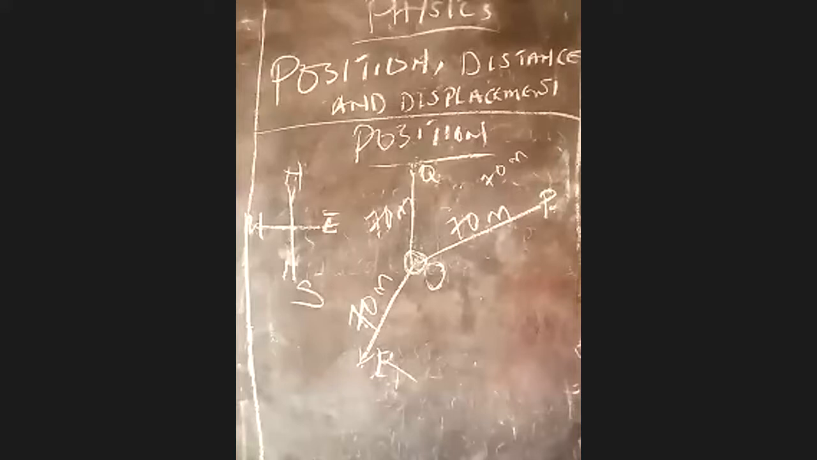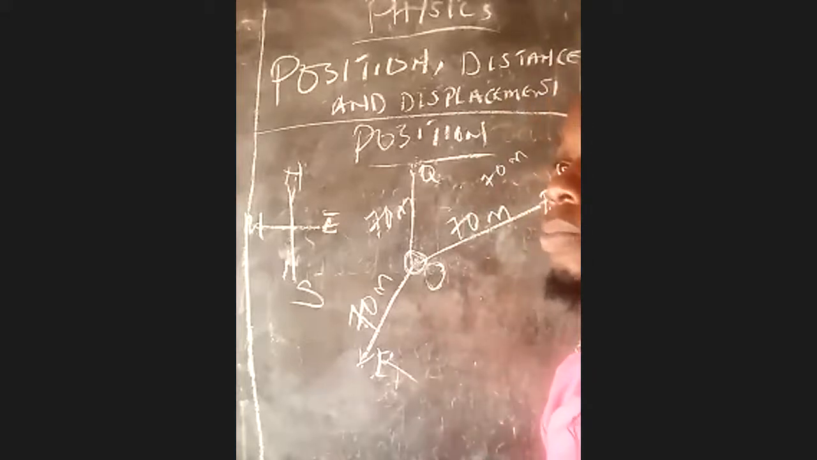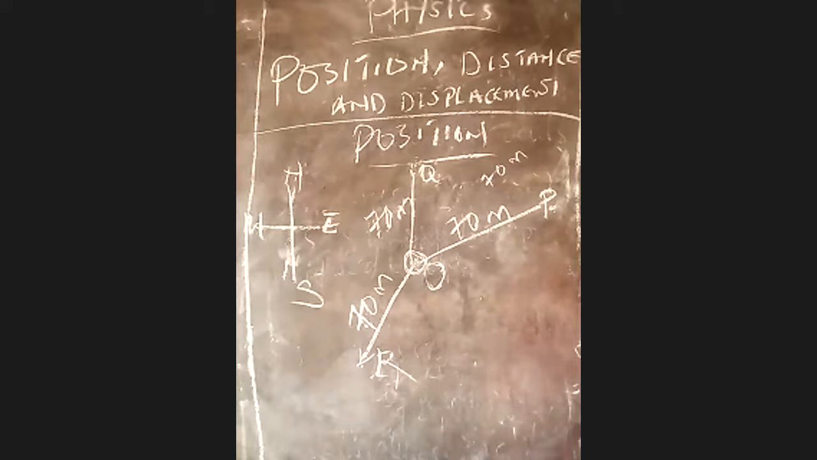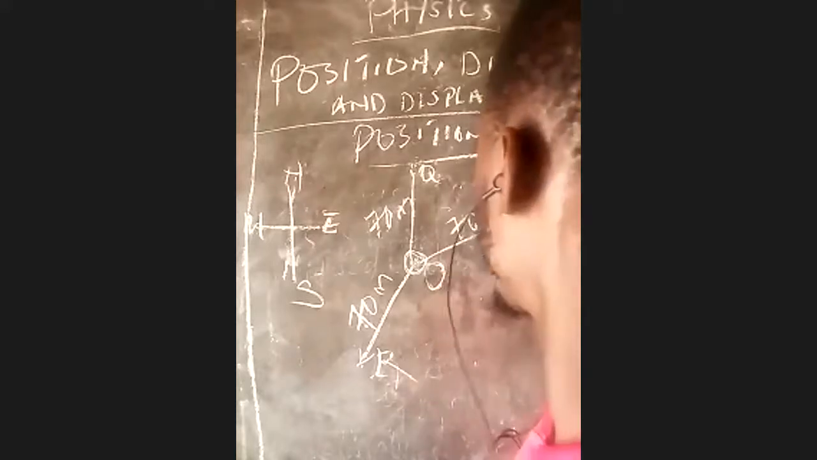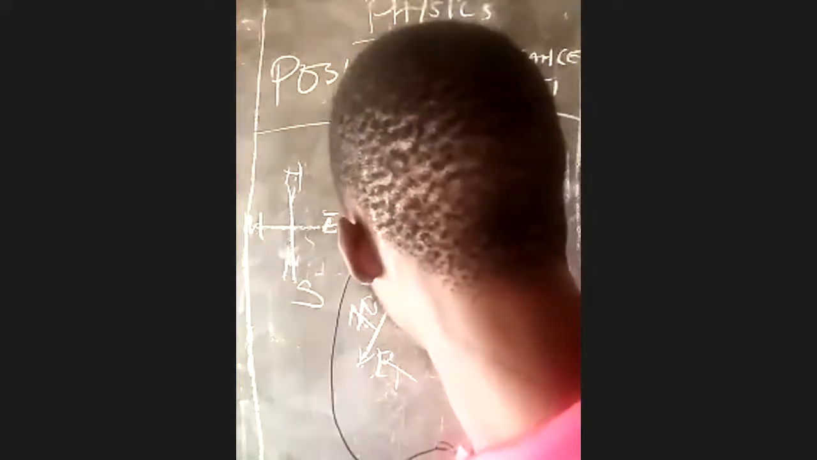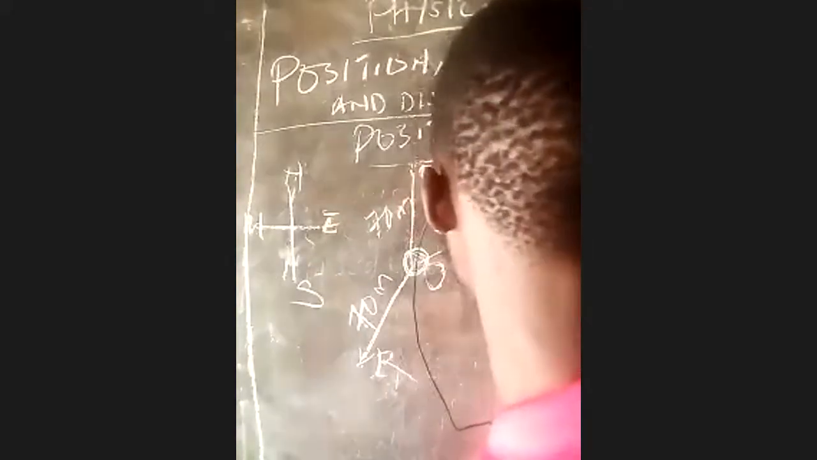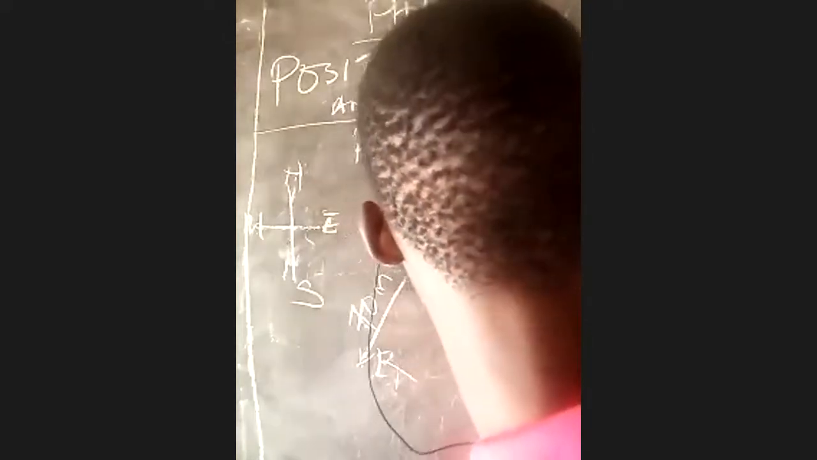We've got to know the position, so we can talk about the distance. The distance of an object now is measured by the movement of the object from its initial position to its final position. That is where the object starts and where it finally arrives.